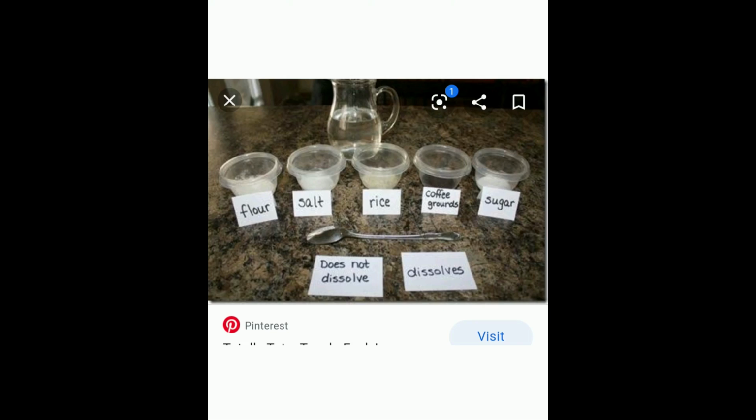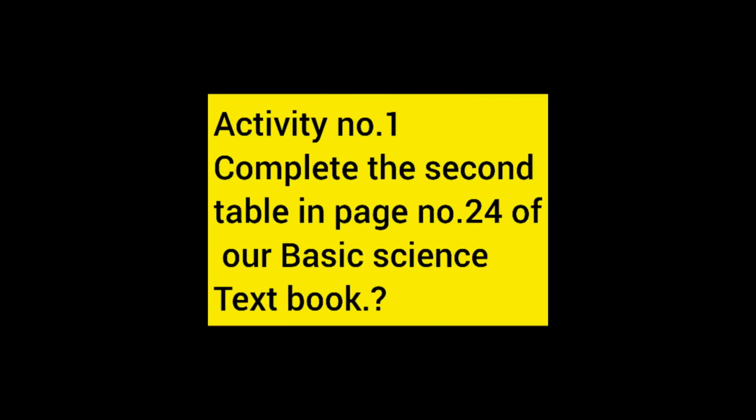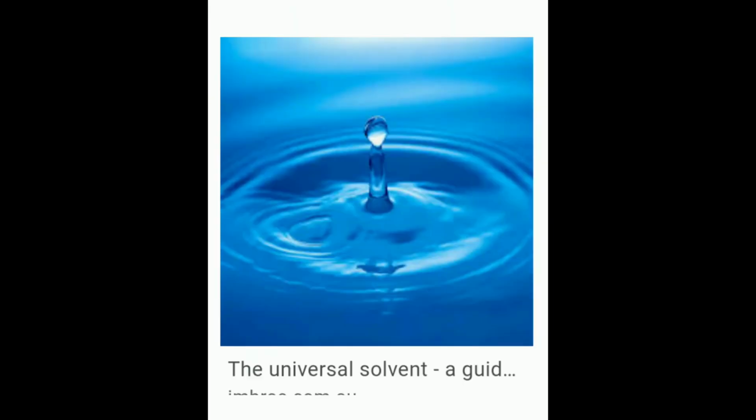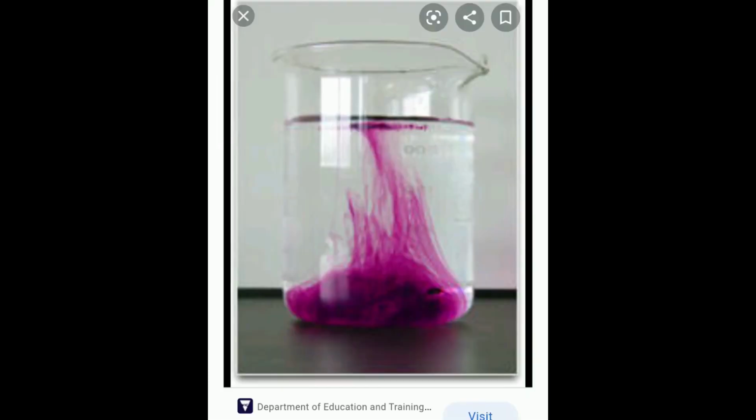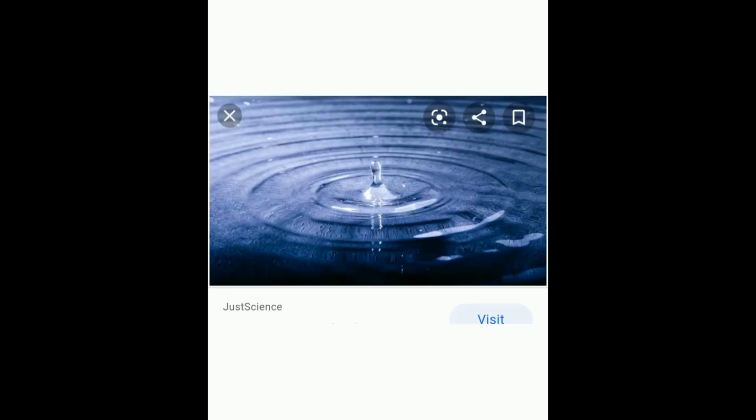Let's have our first activity. Activity number 1. Complete the second table on page number 24 of our basic science textbook. It will be easy for you. Am I right? Most of the solutes dissolve in water. Am I right? So water is called a universal solvent. This property of water helps us in many ways. Am I right? But there are also substances that will not dissolve in water.